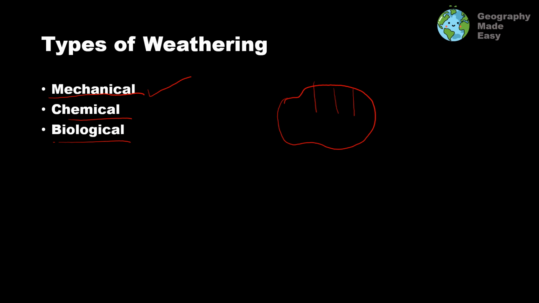Today we will be discussing chemical weathering followed by biological weathering. In both these weathering processes, we will see that there is a change in the chemical composition of the rock. However, biological weathering deals with both mechanical and chemical weathering, and we'll discuss how this happens.